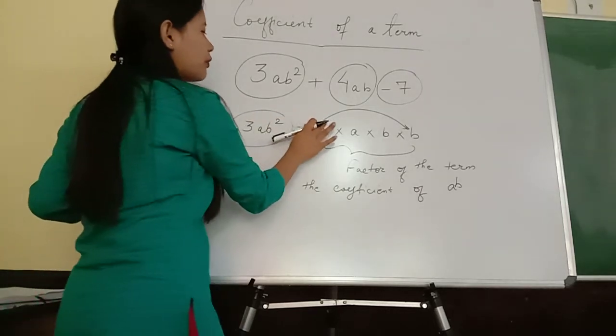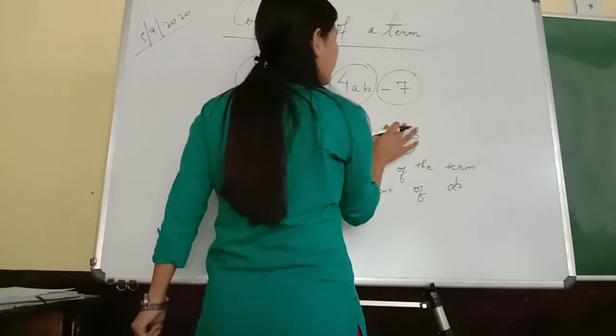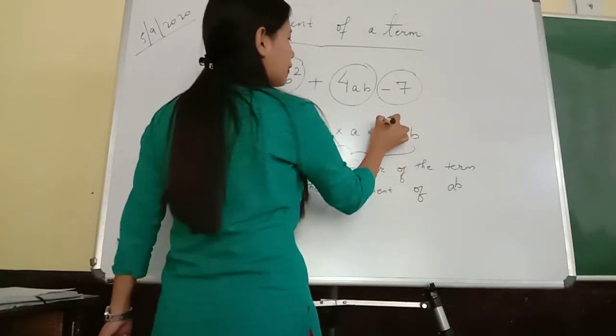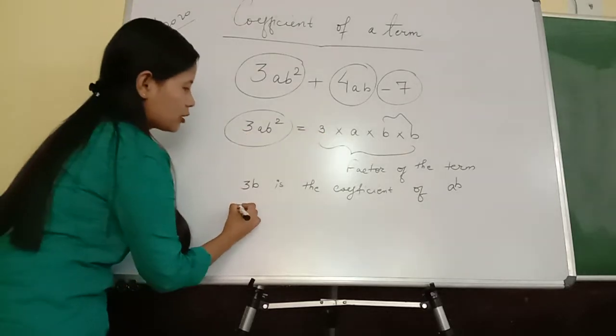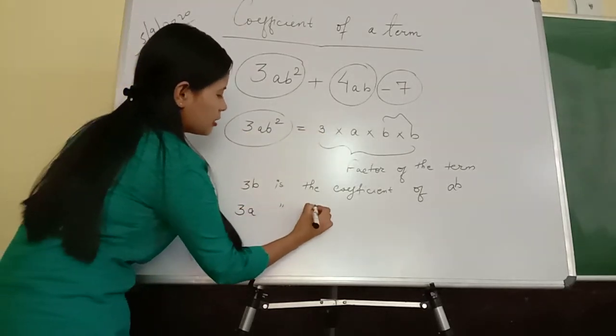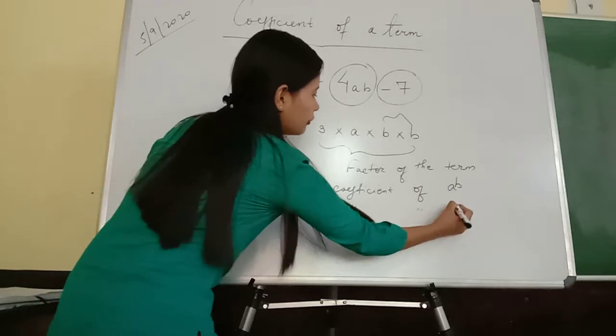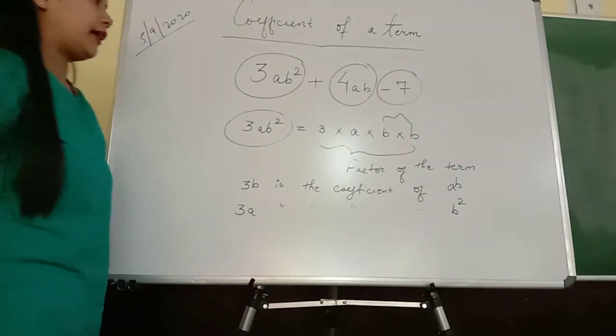Suppose I want to find the coefficient of b square, that is b and b. Then what is left is 3a. So 3a is the coefficient of b square.